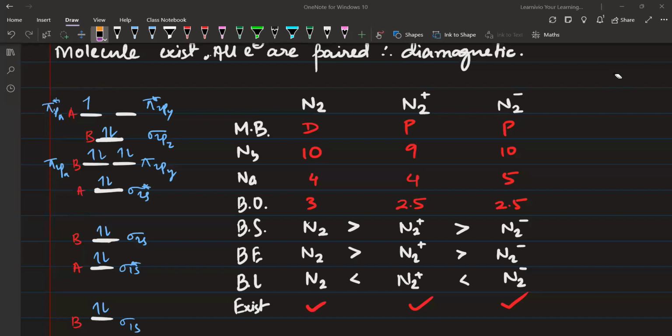Hey, this is NCERT only. I'm not teaching anything else, right? This is NCERT. You will not find it in NCERT. It is there as a question. Also not for N2 but for O2 that we are going to look at next.